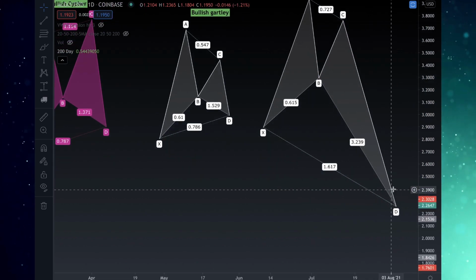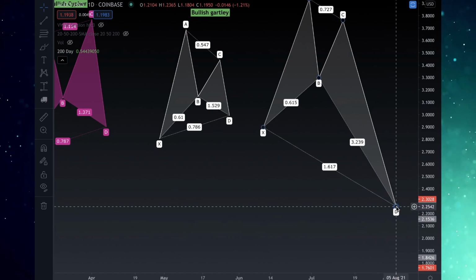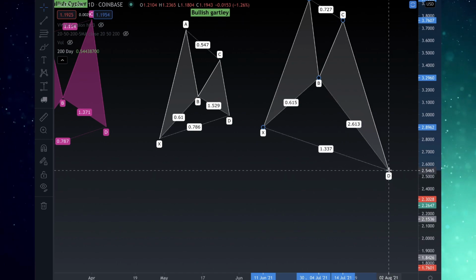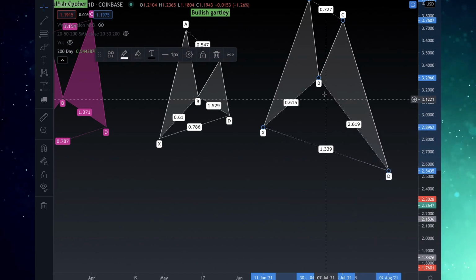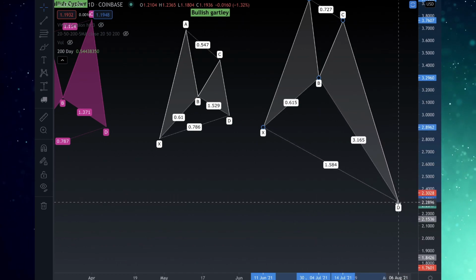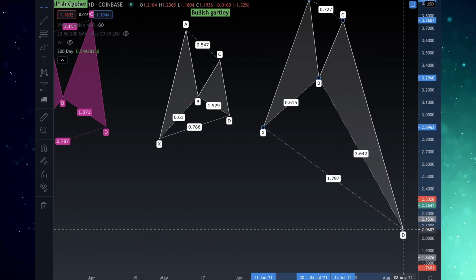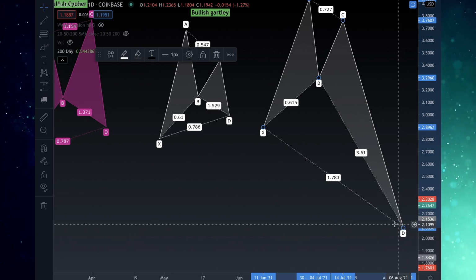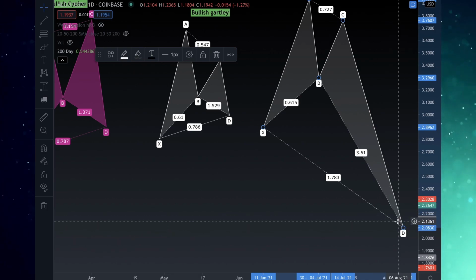However, the final PCZ point is super, super low. It could be a 1618 from X to D. It could be a 2618 from B to D, or it could be a 3618, which is all the way down here. That's pretty much called a deep crab. So typically if you get something like this, that means the price got destroyed.